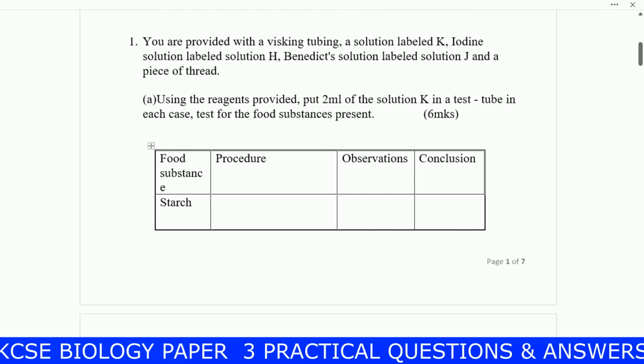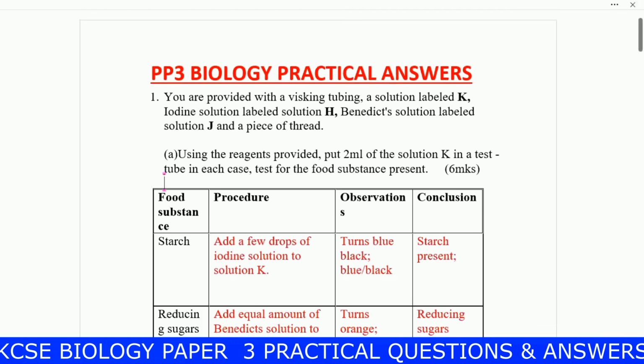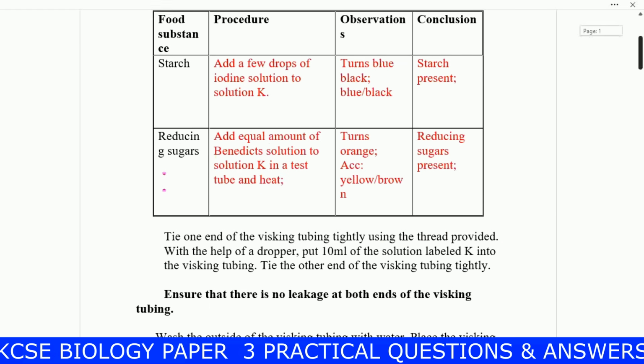So the first one, in question number 1, where we are testing starch, let us look at how you are supposed to write the procedure. The procedure for testing starch is like this, as you can see here. Add a few drops of iodine solution to solution K. Then what will happen is that it turns blue-black. If it turns like that, then you know there is a presence of starch in that food.